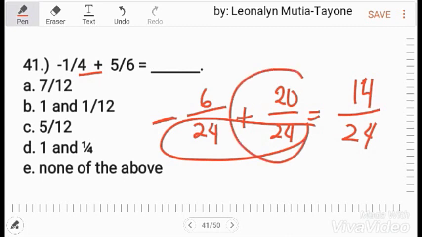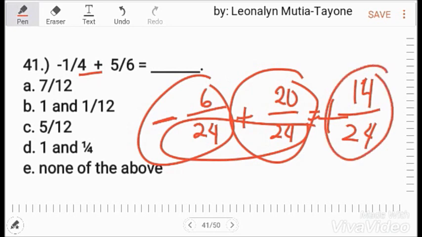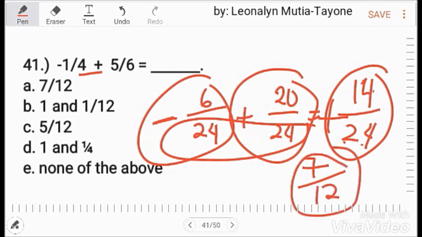At mas malaki ito kaysa dito, so positive yan. Positive 14 over 24. Malist pa yan siya. I-simplify natin yung 14 over 24. Ano ang greatest common factor ng dalawa? 2. So, 14 divided by 2 is 7. 24 divided by 2 is 12. So, the answer is 7 over 12.